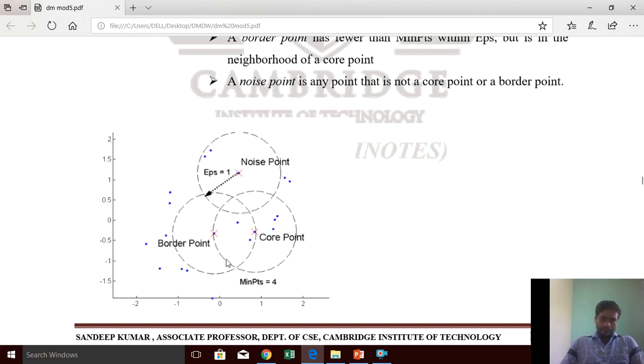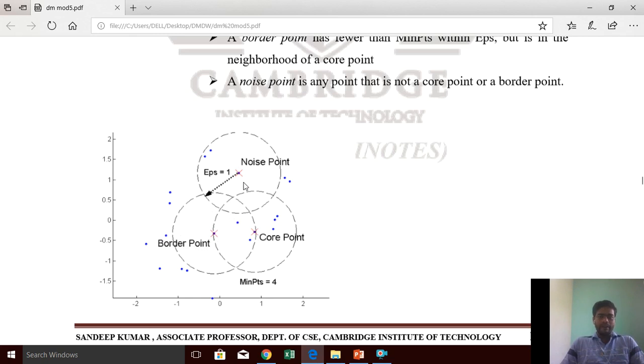Then what is a border point? Again you take one more point, draw a circle with radius epsilon, and check whether it has minimum points equal to 4. It does not have minimum points, it has only 2 points. So this is not a core point, but it is in the neighborhood of the core point, so this is called a border point.